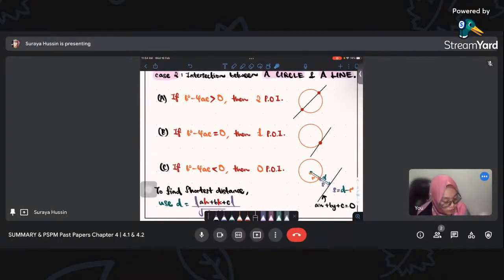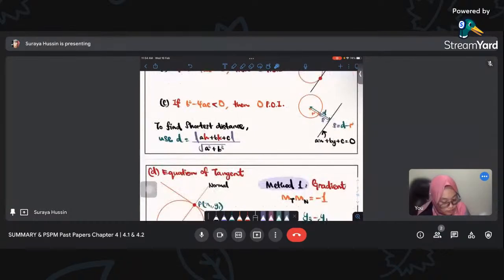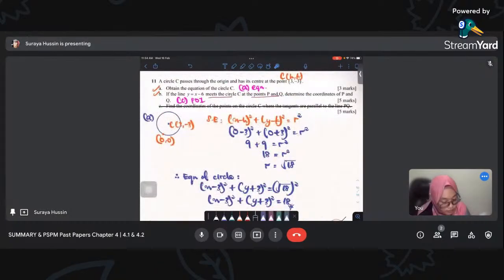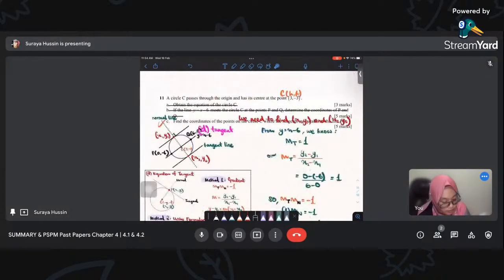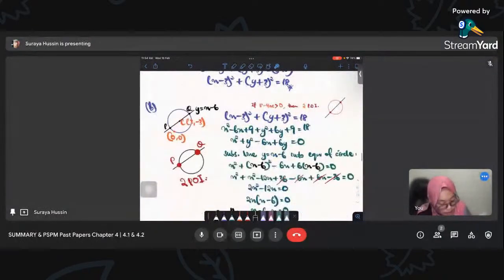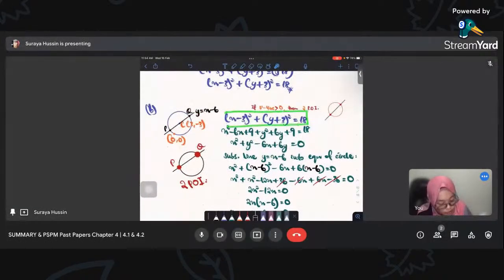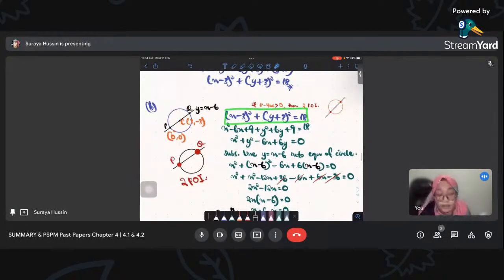Okay, let's have a look. How do I do it? So this is the standard equation that we have. Okay, apa yang saya buat? Saya kembangkan dia. I expand it so that I'll get GE. So this is GE, standard equation of the circle.